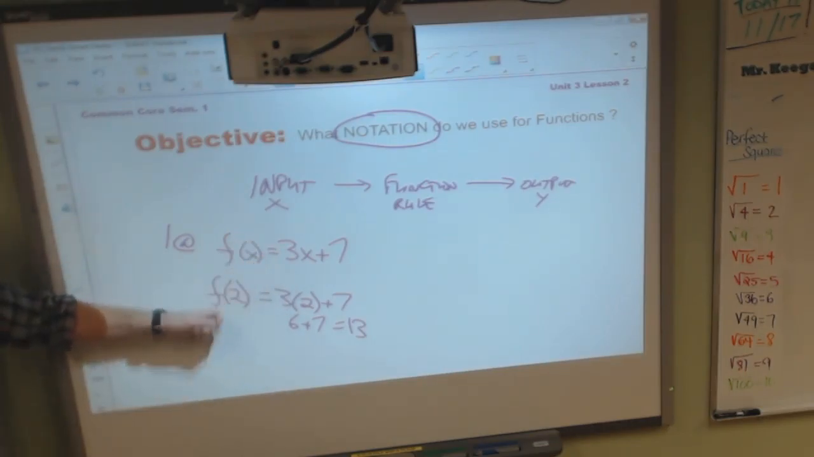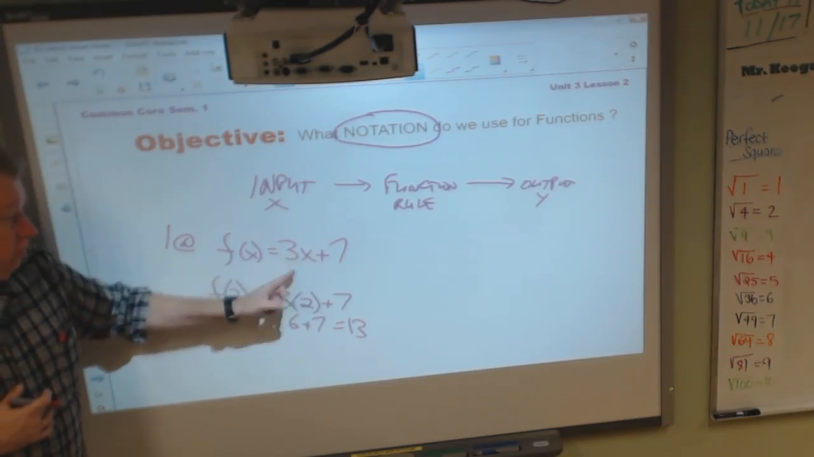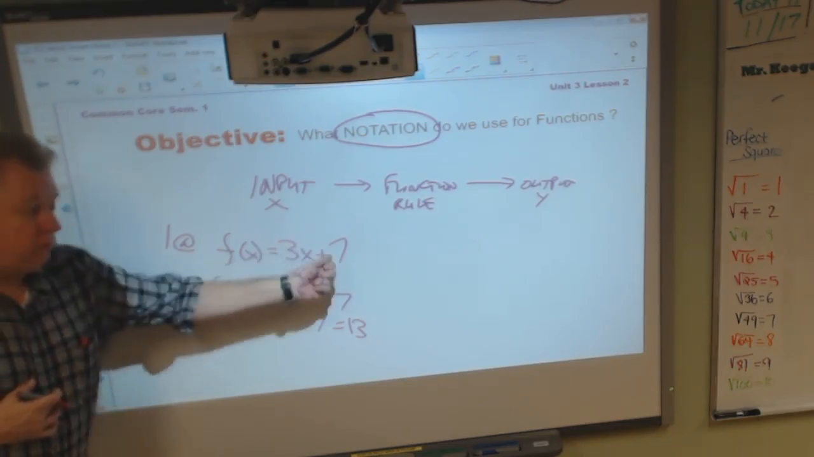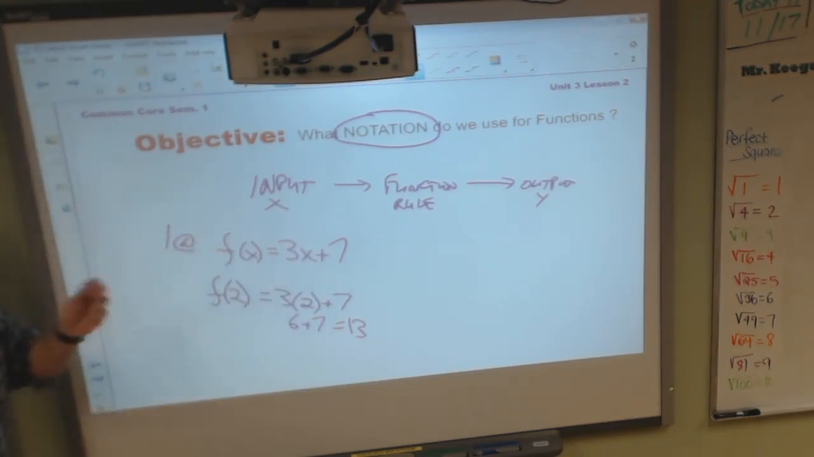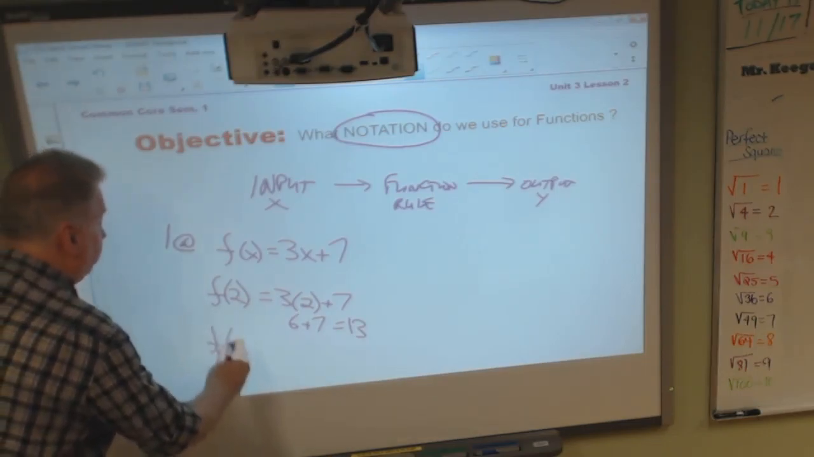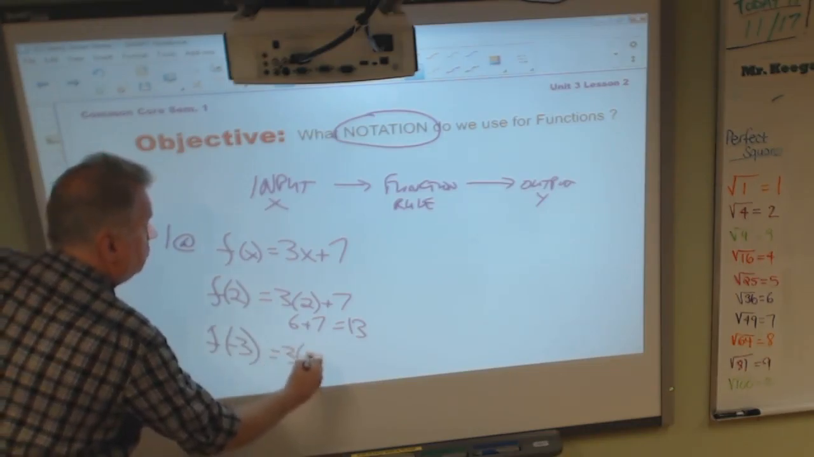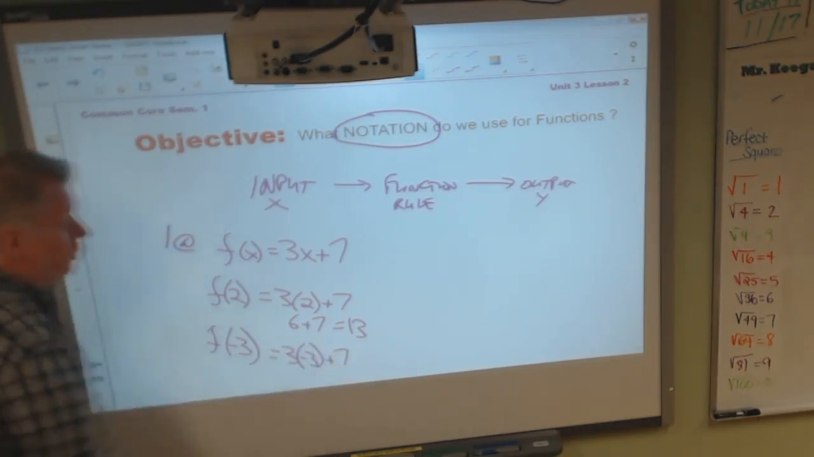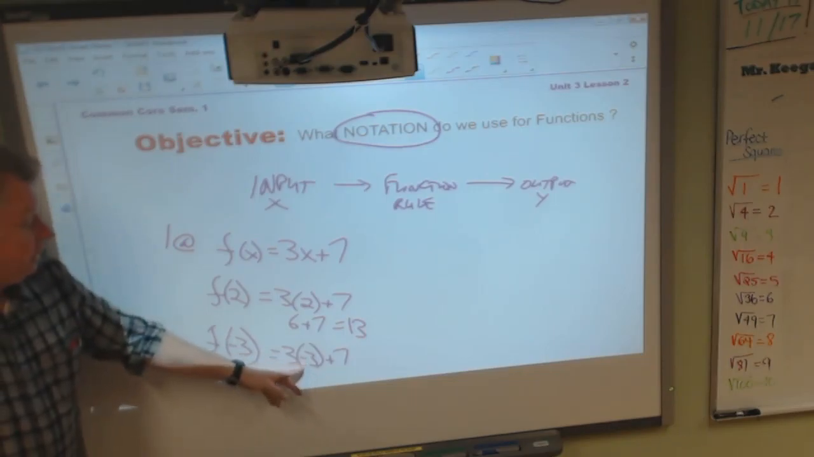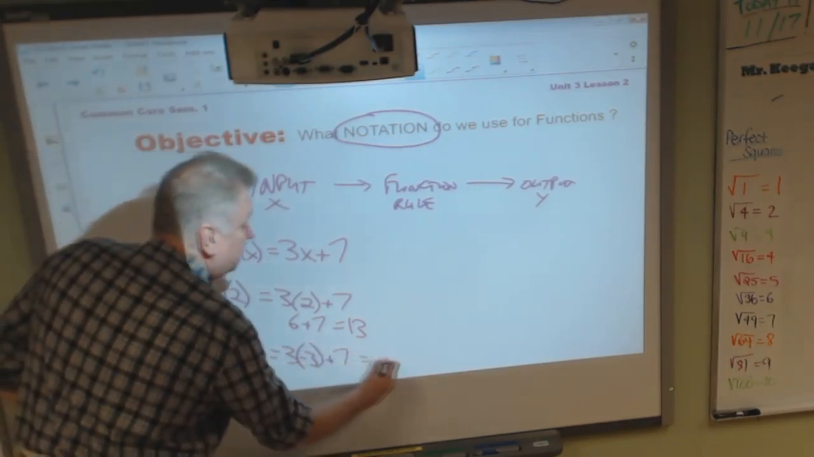If they say, what would f be if the input or the x is 2? You say, okay, well, let me just put it into the rule. I'll substitute that for the x and do the math. And whatever you get is your output or your answer, okay? So what is f of negative 3? Negative 2? 3 times negative 3 is negative 9. Negative 9 plus 7 is negative 2. Good.